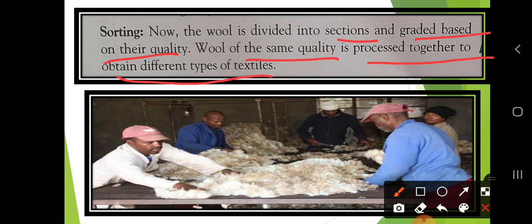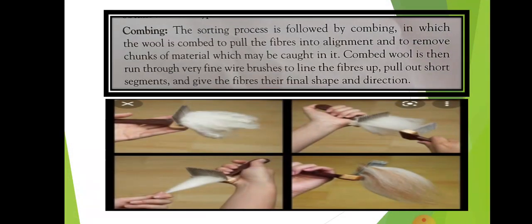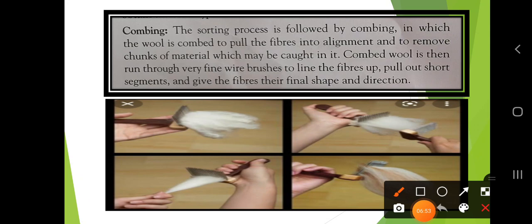So this is called the sorting process. Okay, so next is the combing. Dear students, combing is a beautiful step. Just as a man or a lady combs their hair, in a similar way, whatever sorted wool we get from the extraction process, we need to comb it. Combing is nothing but combing the wool.